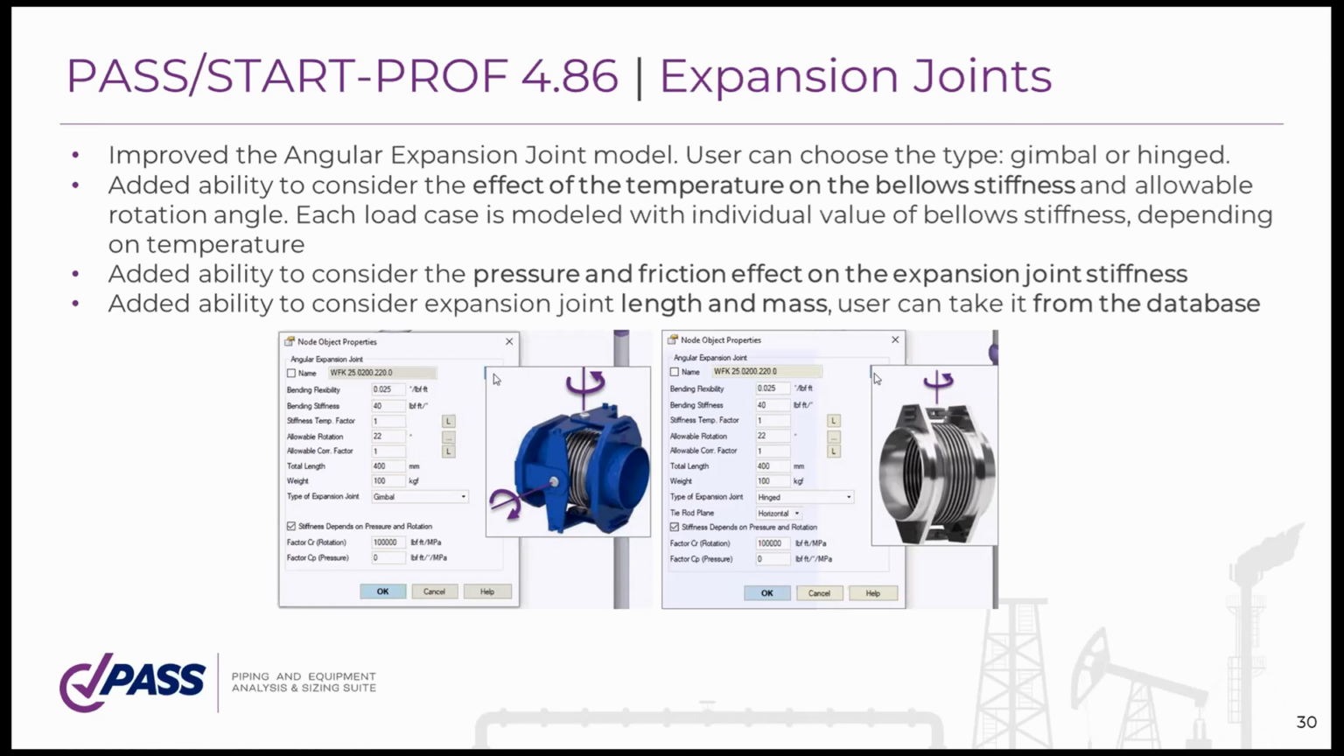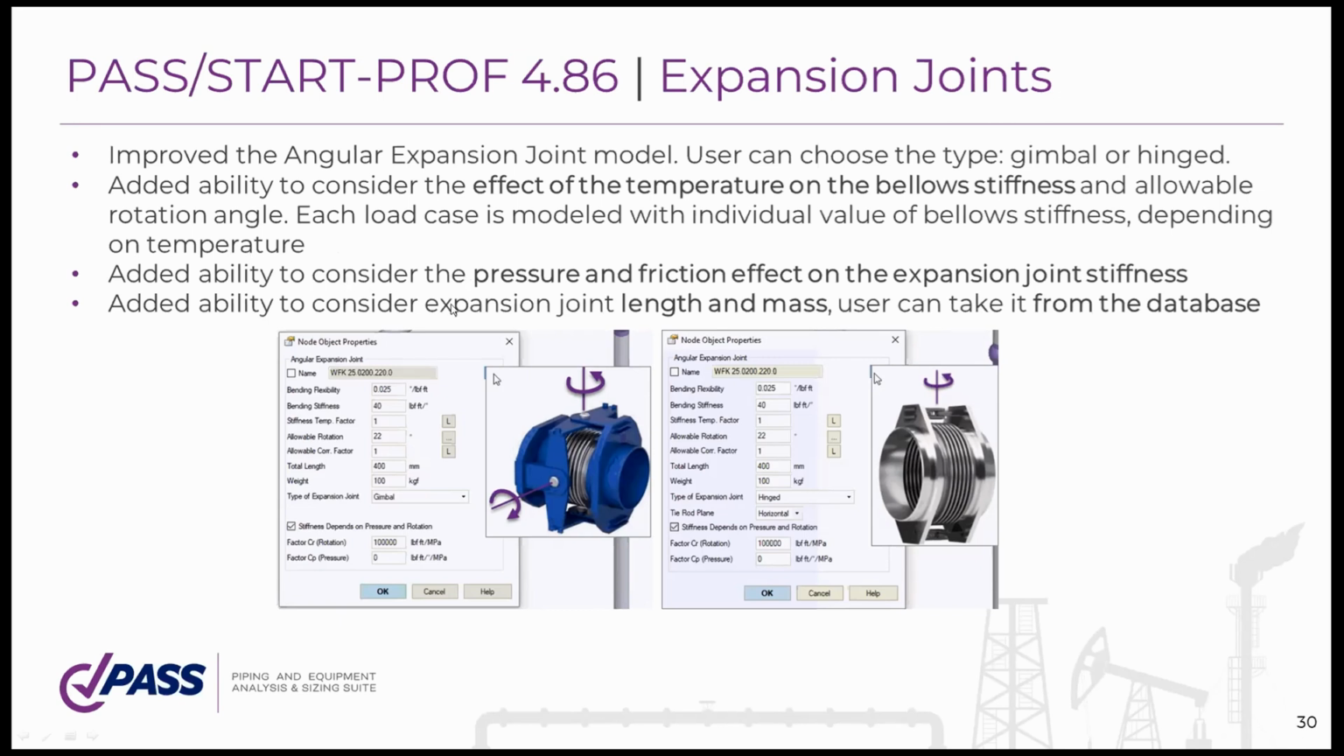For example, if you increase the temperature, the elastic modulus becomes lower for the bellows material, and the stiffness of this bellows becomes lower. So, for example, if you have several load cases in START-PROF, called operational modes, with different pressures and different temperatures, for each operational mode START-PROF will use an individual value of the bellows stiffness.